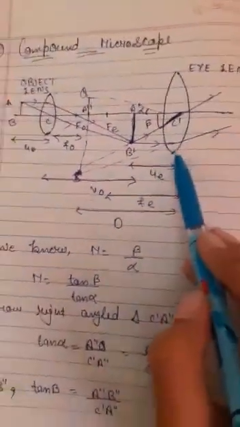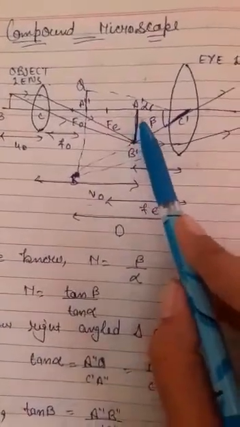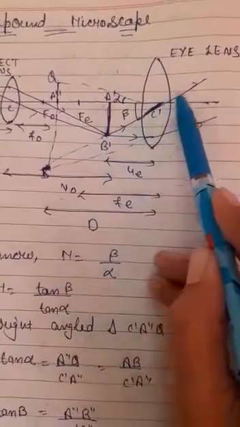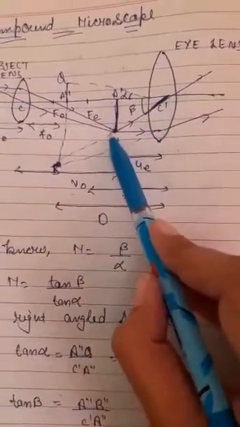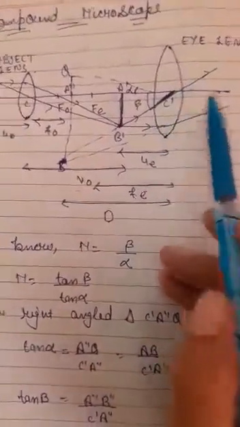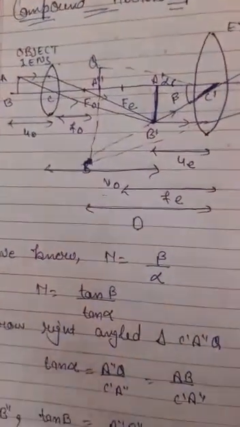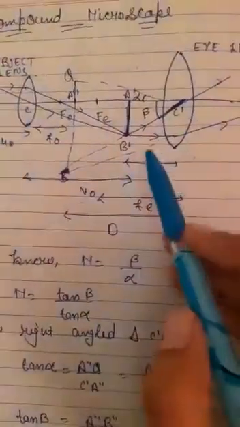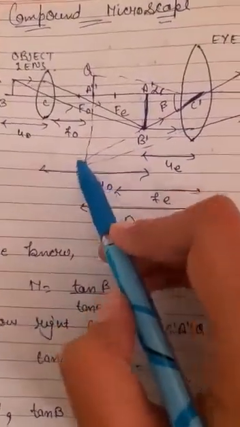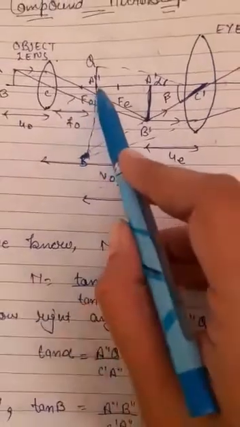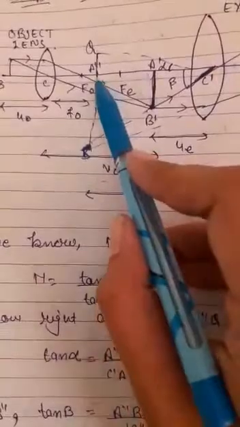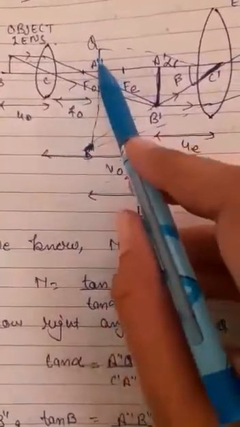But for the eye lens, this image will work as an object. So the ray going through the optical center and the ray going parallel to the principal axis are diverging, and our main purpose is to meet the rays to get an image. So these rays will meet over here, and we join the point where they meet with the principal axis. So here I am getting the virtual and erect image A double dash B double dash.